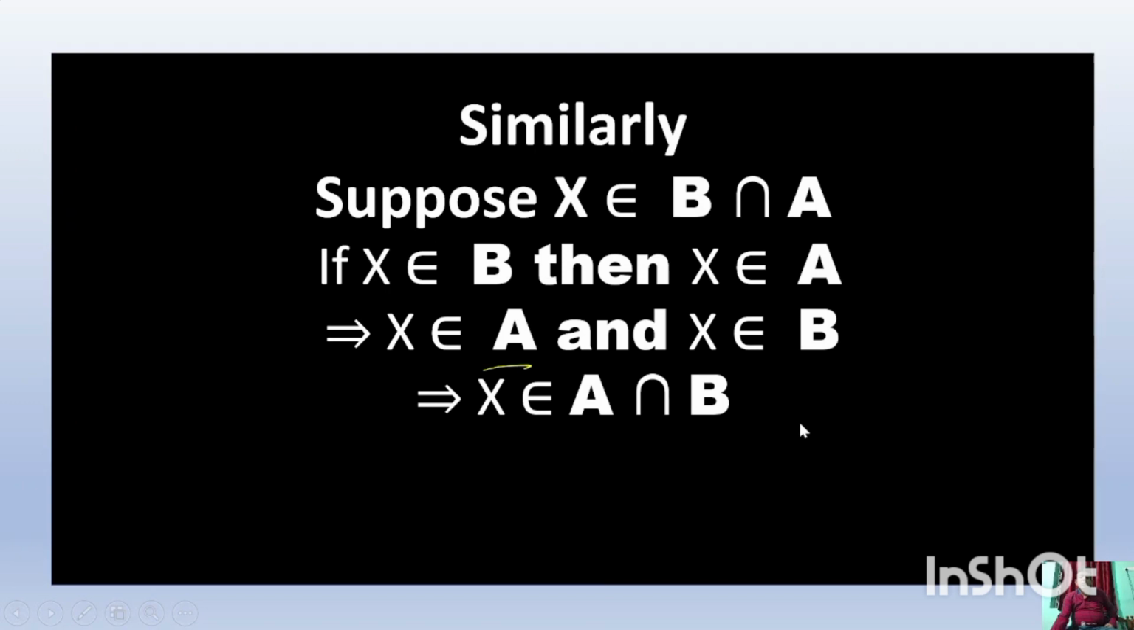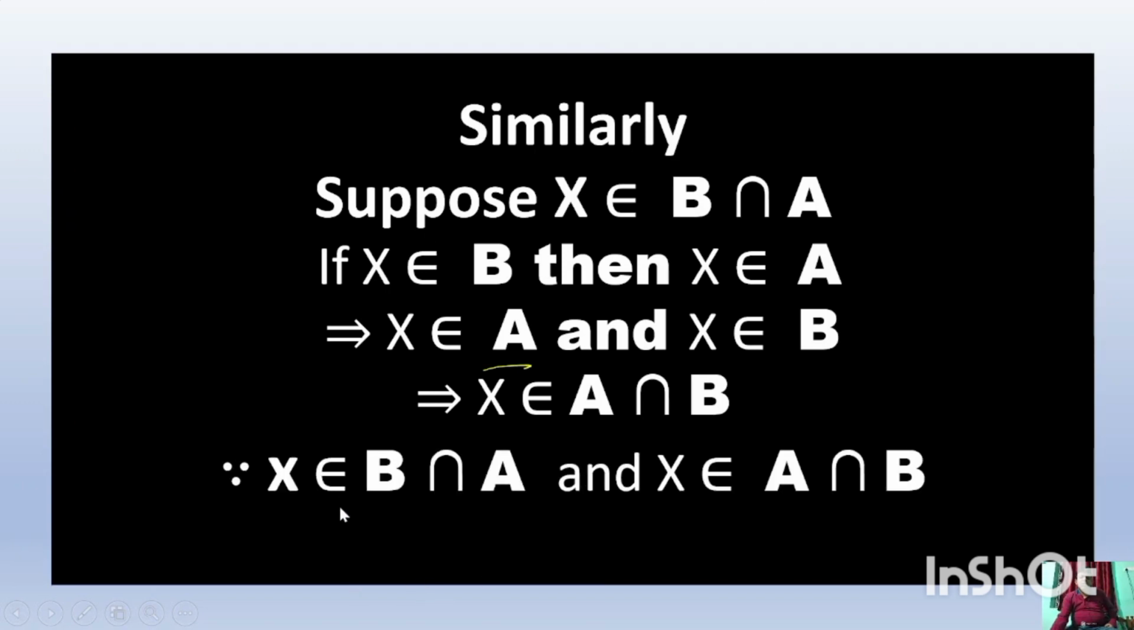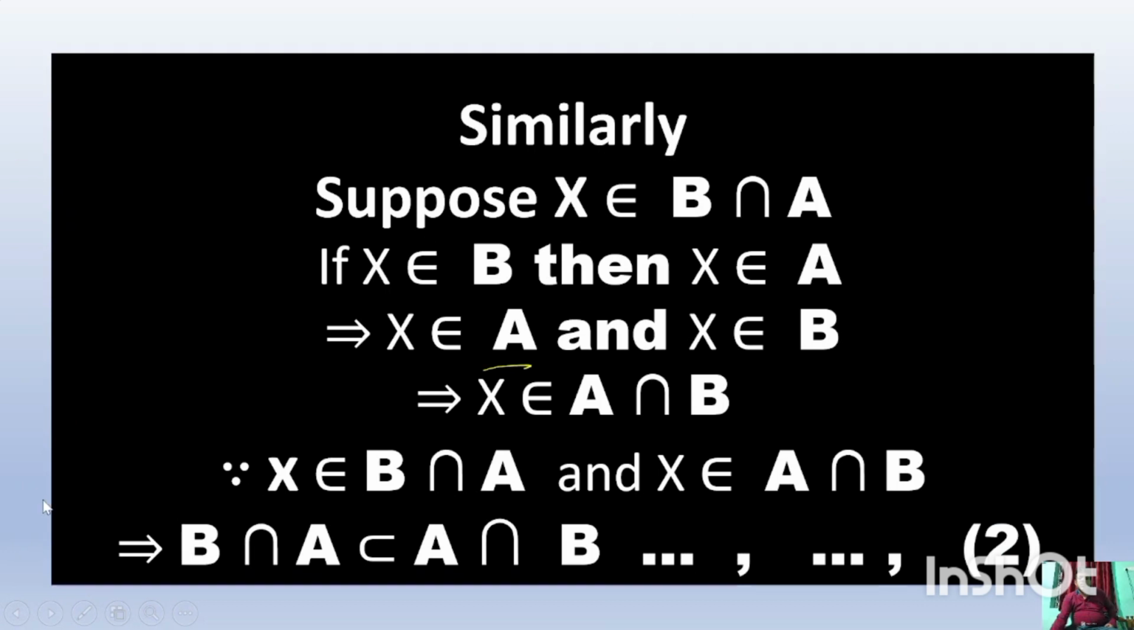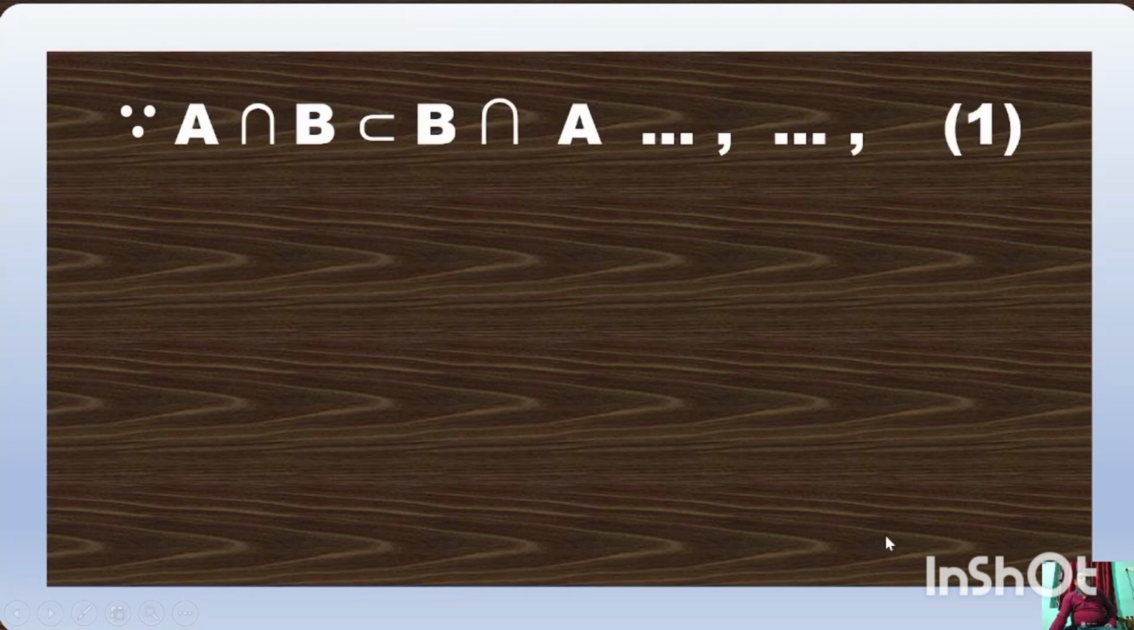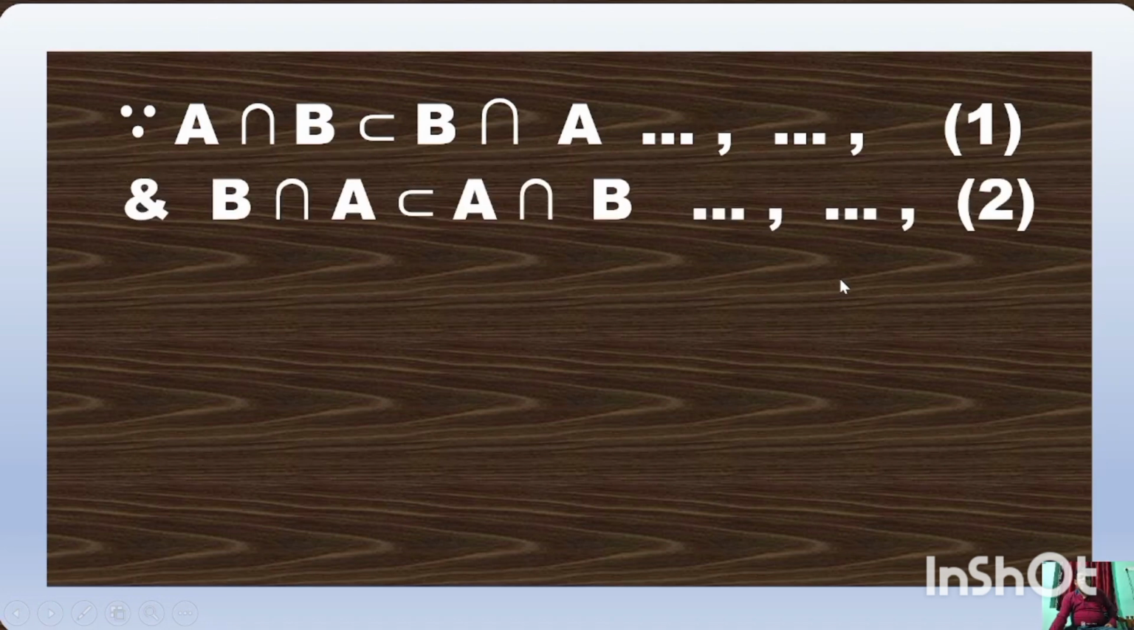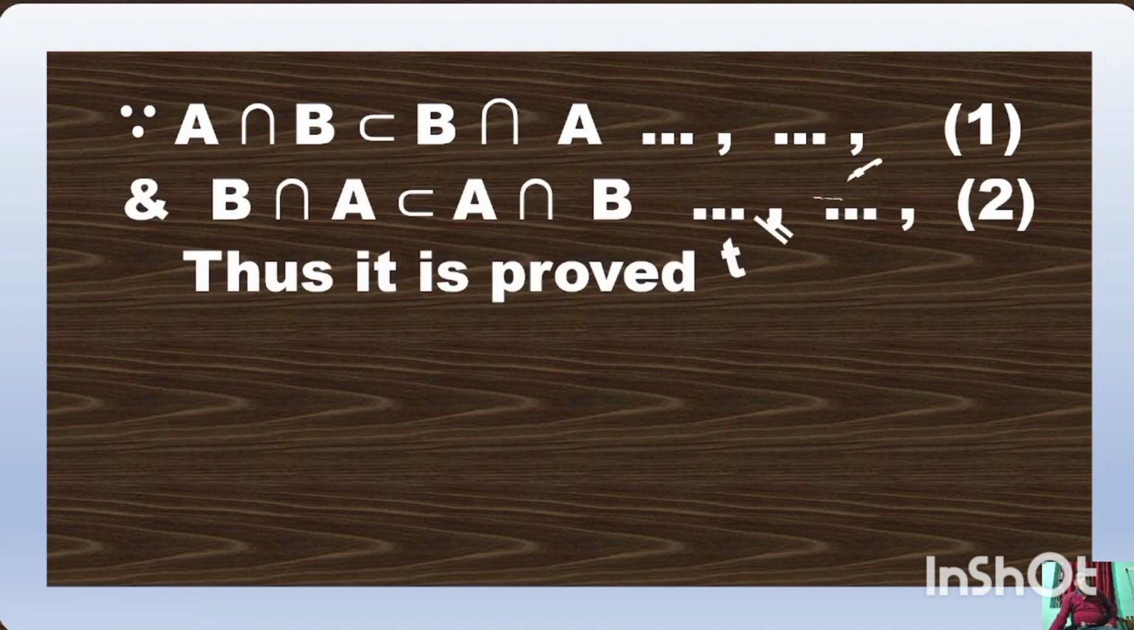It means X belongs to A intersection B. Very simple concept. Since X belongs to B intersection A, then X belongs to A intersection B. It means B intersection A is a subset of A intersection B. Understand? Clear? So in both cases we understood that A intersection B is a subset of B intersection A, and B intersection A is a subset of A intersection B.